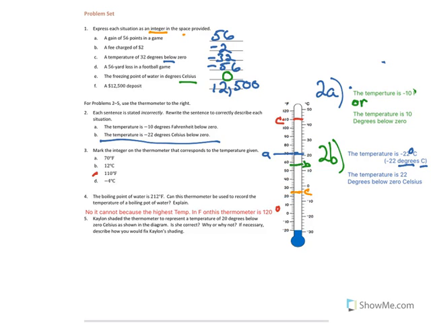We'll read it again. Kaylan shaded the thermometer to represent a temperature of 20 degrees below 0 Celsius, as shown in the diagram. That would be this part right here. Okay? So she shaded it. She said that it is 20 degrees below 0 on the Celsius side. Is that a true statement? If it's not a true statement, if it's not correct, tell me why, and then how would you fix it? If you were trying to be the teacher and explain to Kaylan if she's right or wrong.